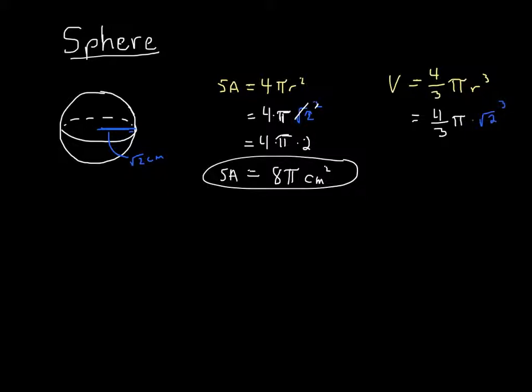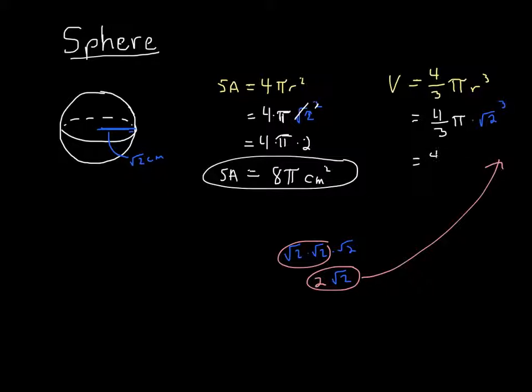So just a little aside for how do I do radical 2 cubed? Well, remember when we have something cubed, that means we're multiplying by itself 3 times. So that means I really have radical 2 times radical 2 times radical 2. And radical 2 times radical 2 is going to give me a 2. I've got one more radical left over. So 2 radical 2 is actually going to be my answer for radical 2 cubed.